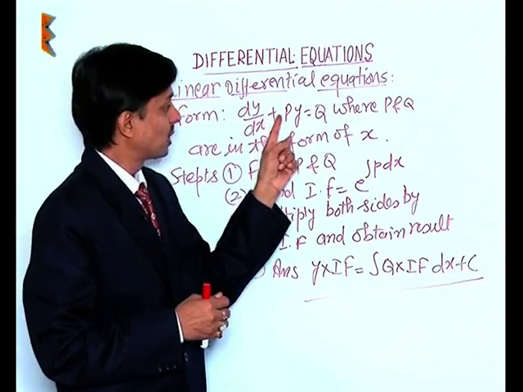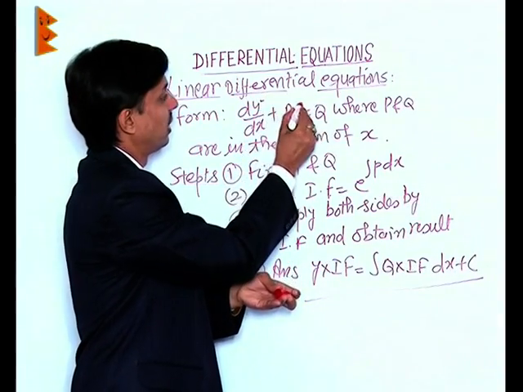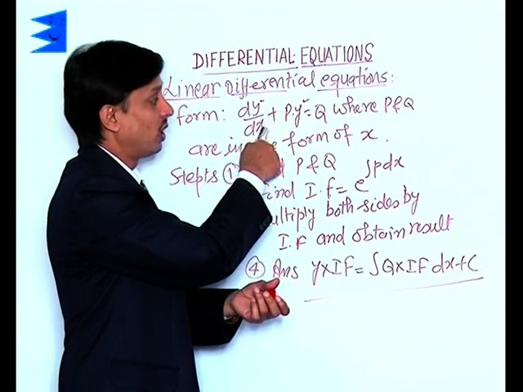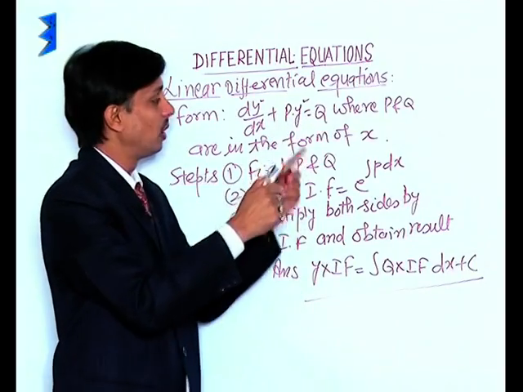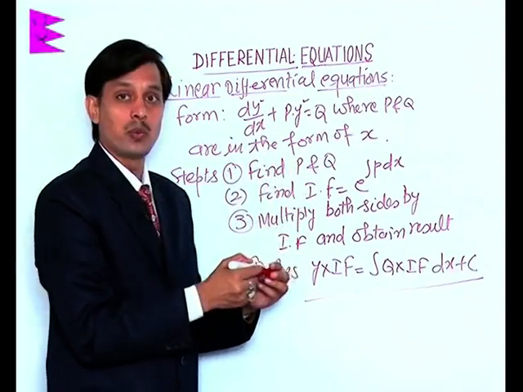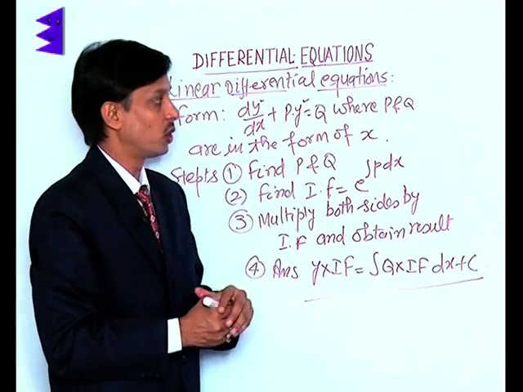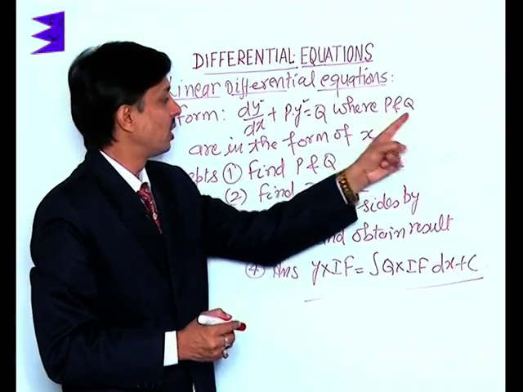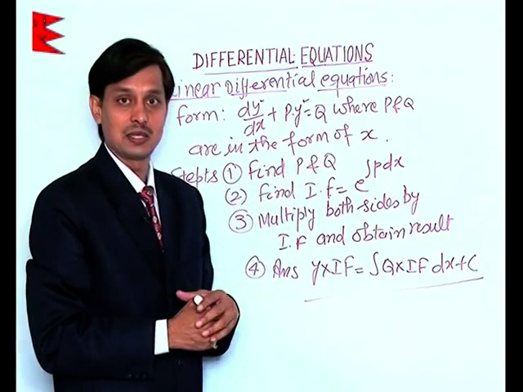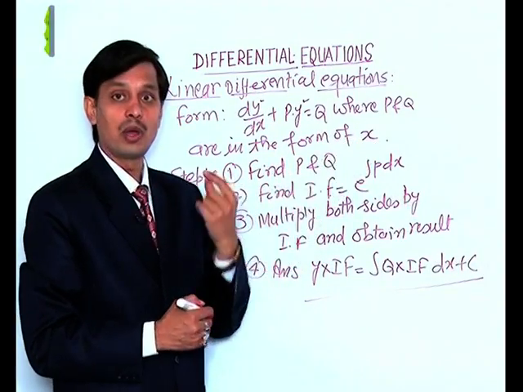dy by dx plus p into y. If it is y, then here should be y. If the question is in dx upon dy, then here should be p into x. So if I am talking about the first, very direct problem, dy by dx plus py is equal to q, where p and q must be functions of x. These should be the terms in the form of x.